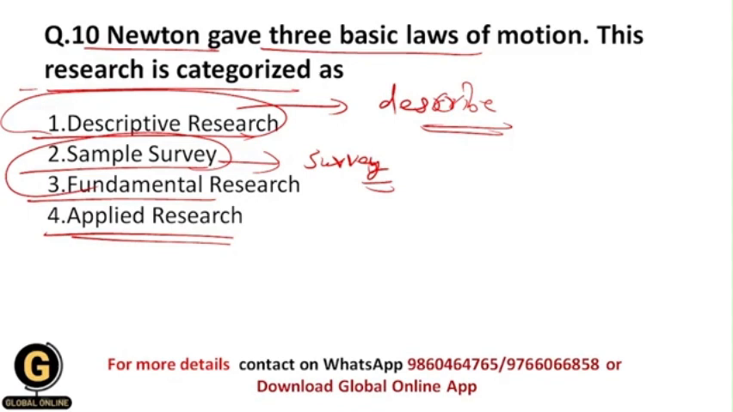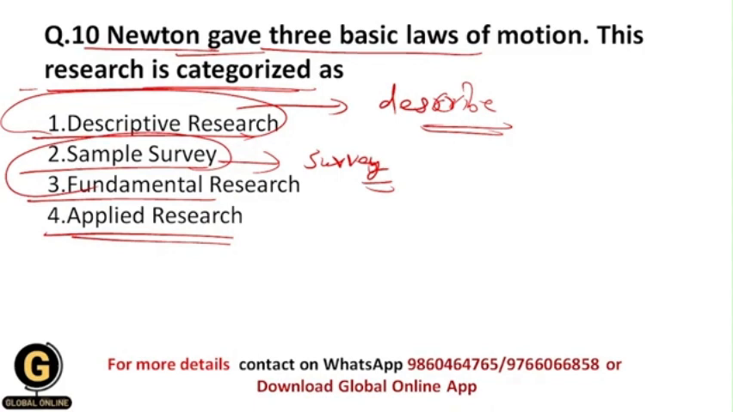Okay, so students, this question is homework for all of you, and you are going to answer me in the comment box. Newton gave 3 basic laws of motion, and this research is categorized as what type of research? What do you think? Whether it is descriptive research, sample survey, fundamental research, or applied research. I want the answers from all of you, and I know you will answer me accurately. And if you have any doubts regarding this, you can ask me in the comment box.